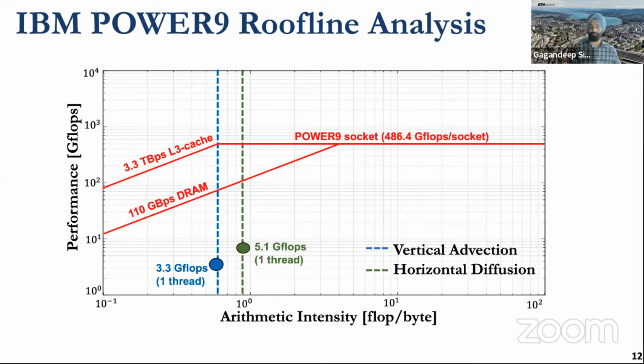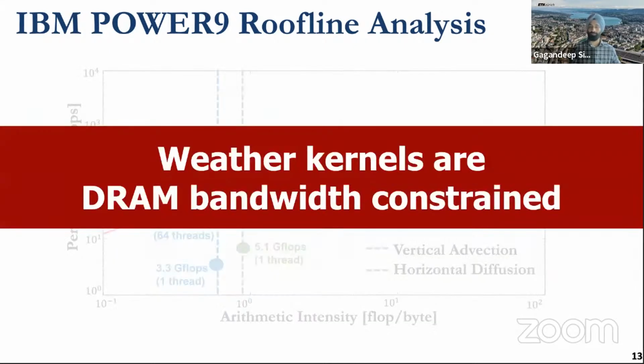Over here, we show the single thread performance of these two compound stencils from Cosmo, vertical advection in the blue and horizontal diffusion in the green. And after completely optimizing these kernels for the Power system, we still see there's one order of magnitude lower performance than what you can get from the peak performance of the CPU system. This is because of the memory bandwidth bottleneck which we have on standard CPU-based systems, and you can't really use software techniques to overcome this bottleneck. Therefore, these weather kernels are DRAM bandwidth constrained.